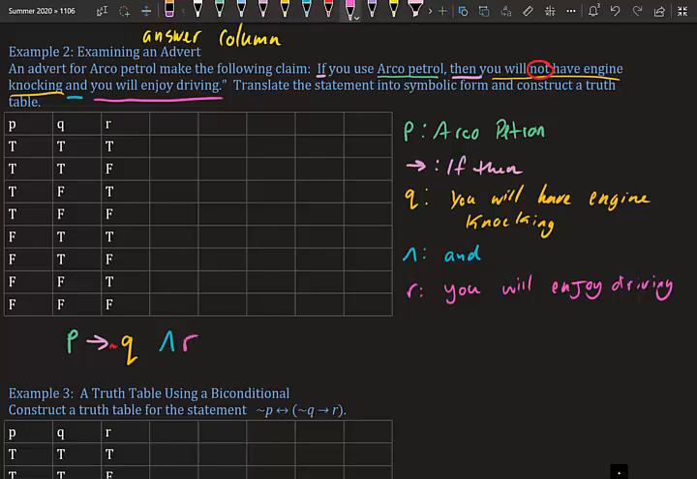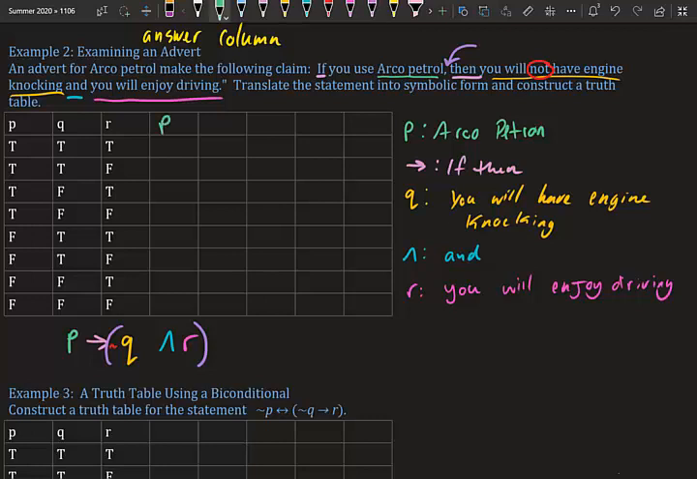Let's see if we need parentheses anywhere. And we do. See our comma? So that means our comma means parentheses. And we put the parentheses around Q and R because on the left side of the comma we have P, and then on the right side of the comma we have Q, R. So let's fill out our truth table.